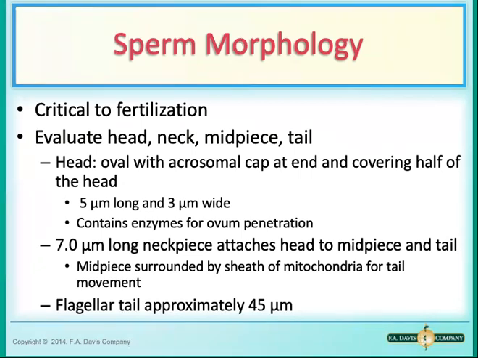So the evaluation of morphology with respect to the structure, for example, of the head, the neck piece, the mid piece, and the tail, is very important to indicate the issues that the person could be having. For example, abnormalities that relate to the head morphology are associated with poor ovum penetration. And if there are abnormalities in the neck piece or the mid piece of the cells, that can affect the motility of the cell.